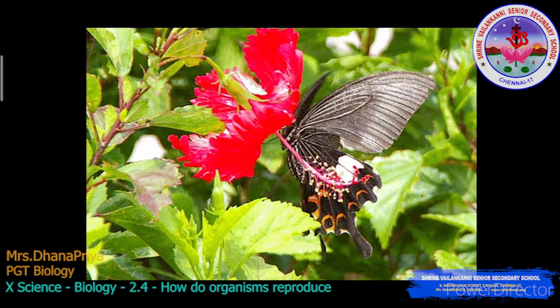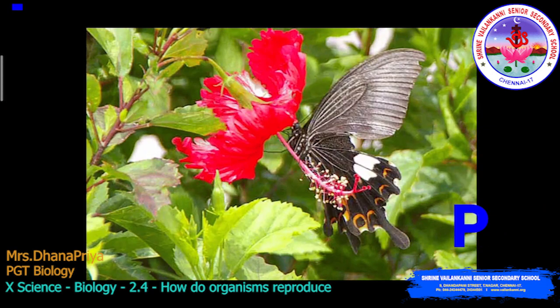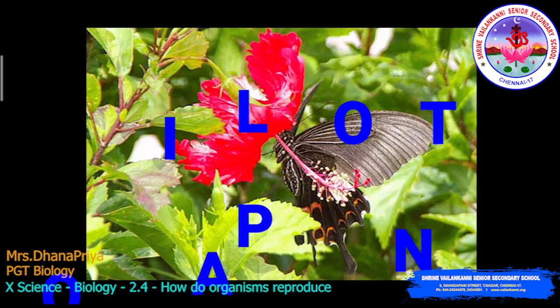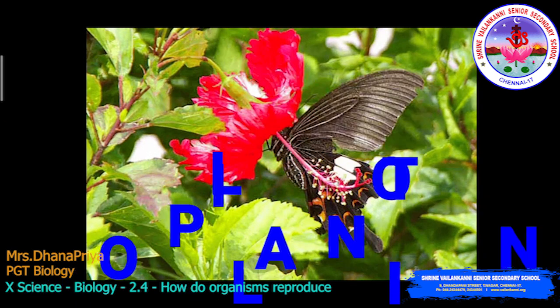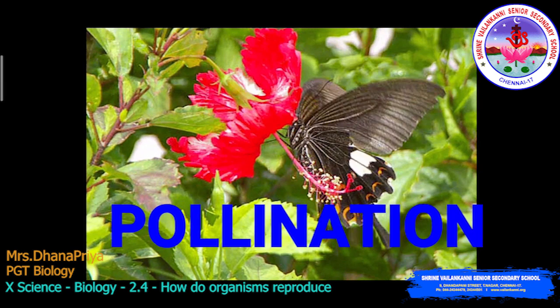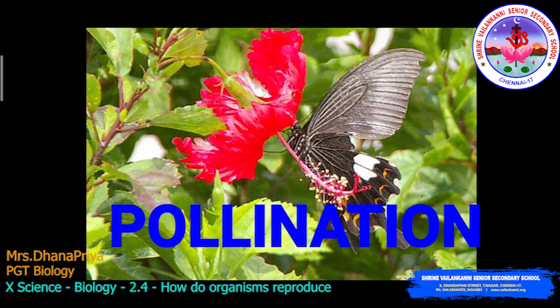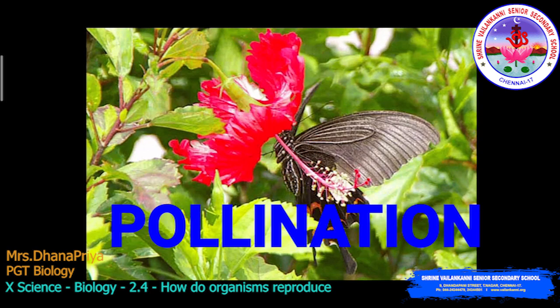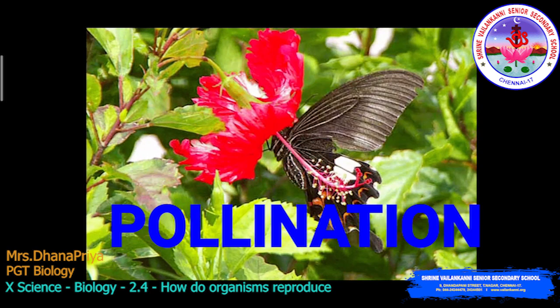Hello students, in last class we discussed sexual reproduction in flowering plants. We saw the parts of a flower, which one is essential and which one is non-essential. That is, we saw the calyx, corolla, androecium and gynoecium parts. Today we are going to discuss pollination.